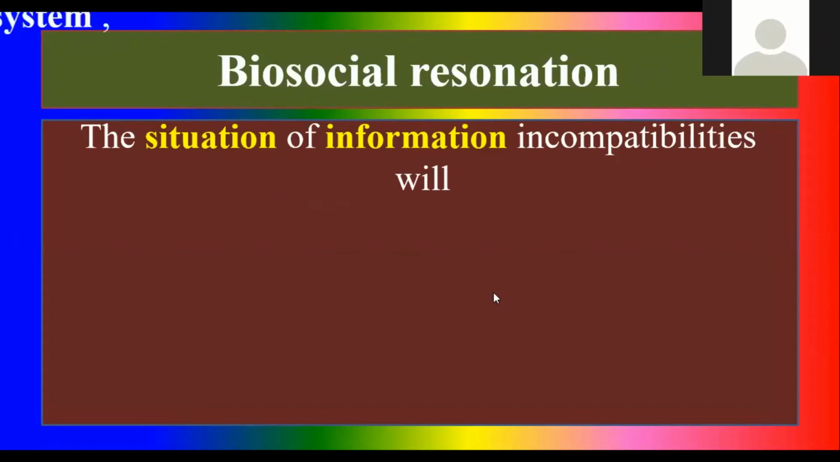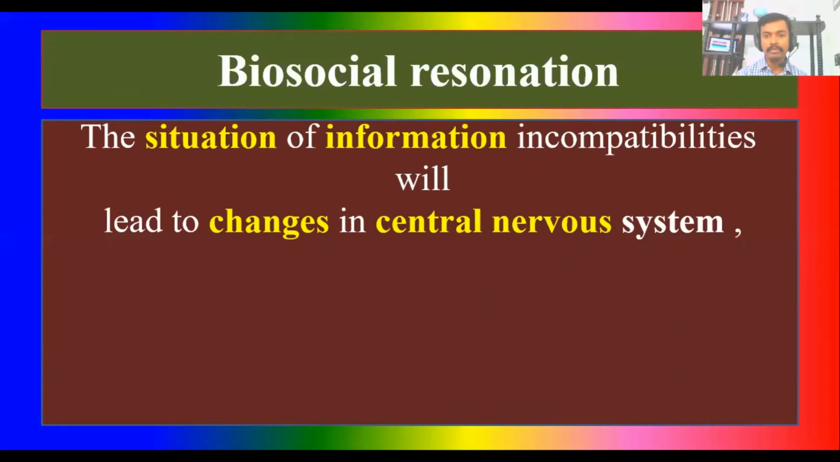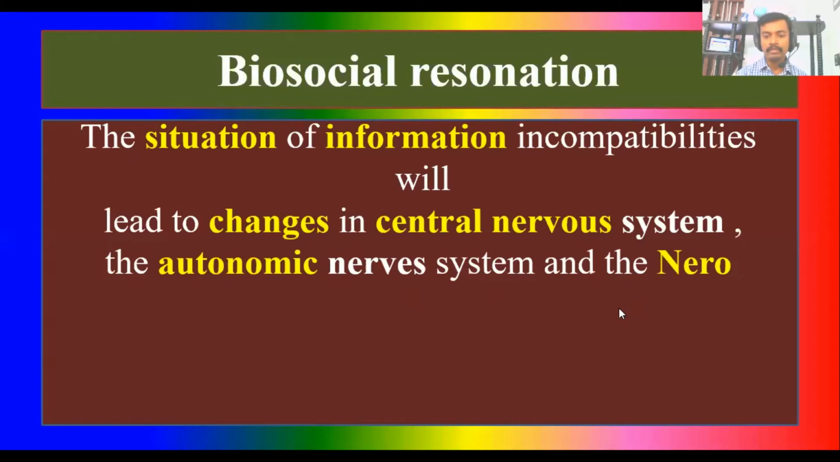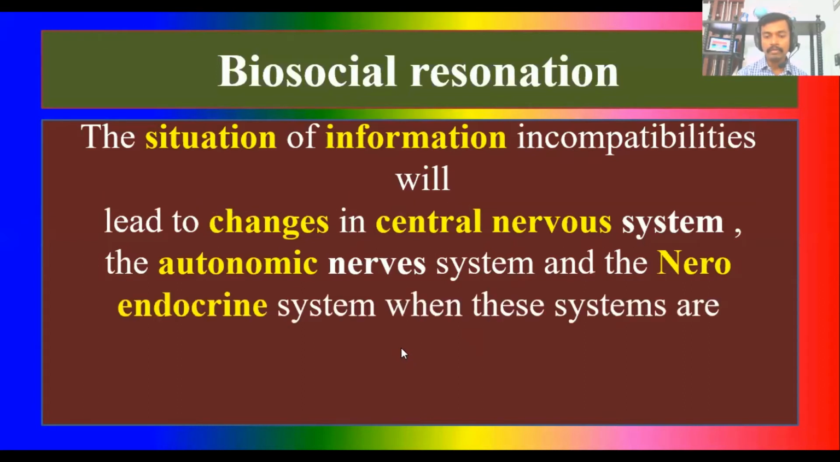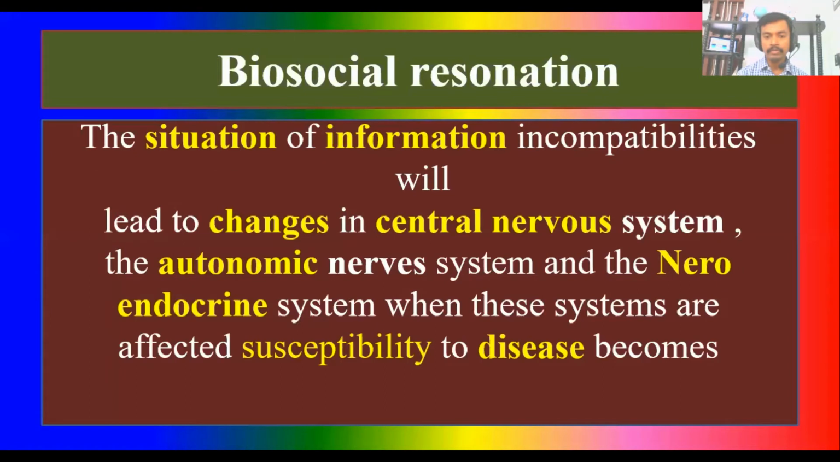Look at this detail. A situation of incompatible information will lead to change in the central nervous system. This word is very important: information incompatibilities, which means undesirable information. Change in the nervous system, autonomic nervous system, neuroendocrine system. When these systems are affected, susceptibility to disease becomes greater.